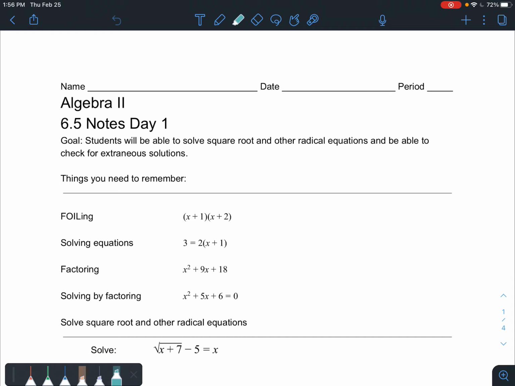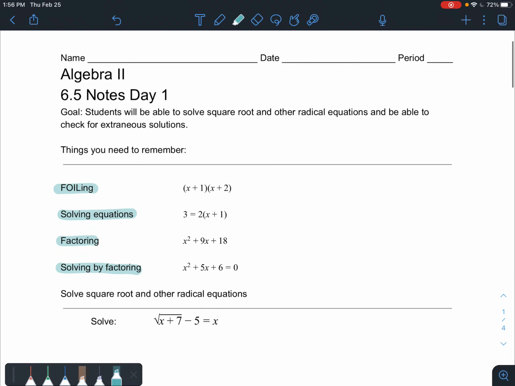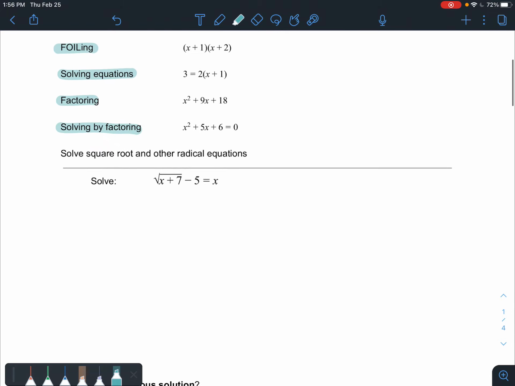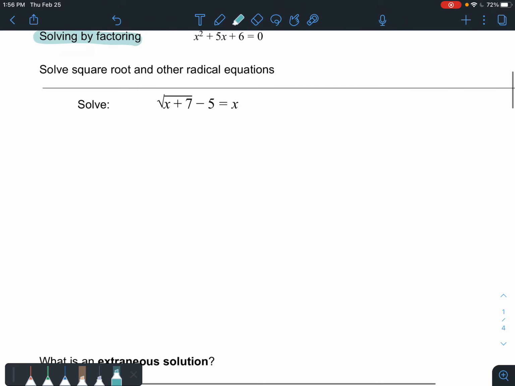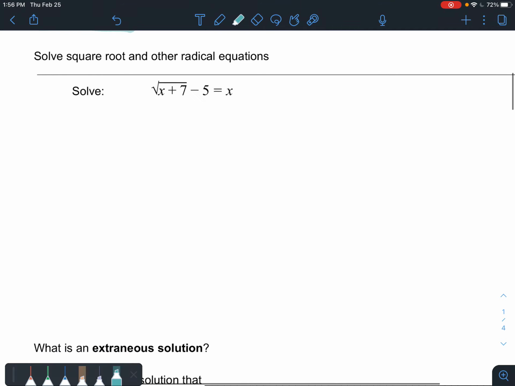We did a little intro where we focused on foiling, solving, factoring, and solving by factoring. And now we're really going to focus in on how to solve radical equations specifically. And we're also going to do this thing called checking for extraneous solutions. So we're going to go ahead and work through solving this.